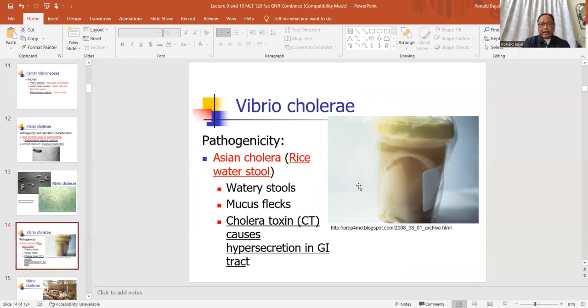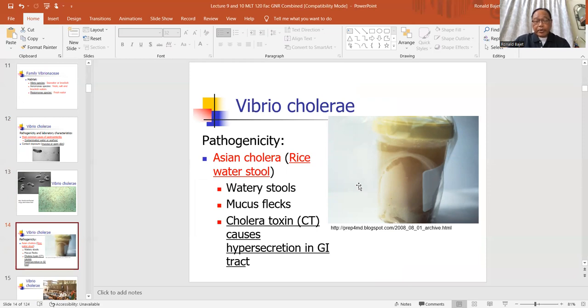Another disease that Vibrio cholera causes is Asian cholera or rice water stool. So that's a specific name for the disease. Make sure you know that Asian cholera or rice water stool is caused by Vibrio cholera.